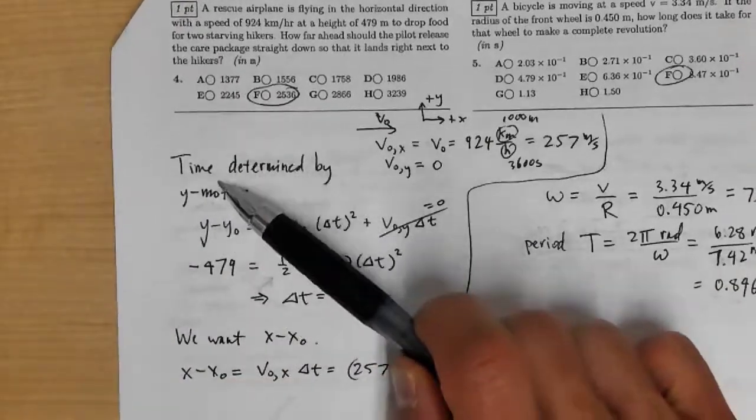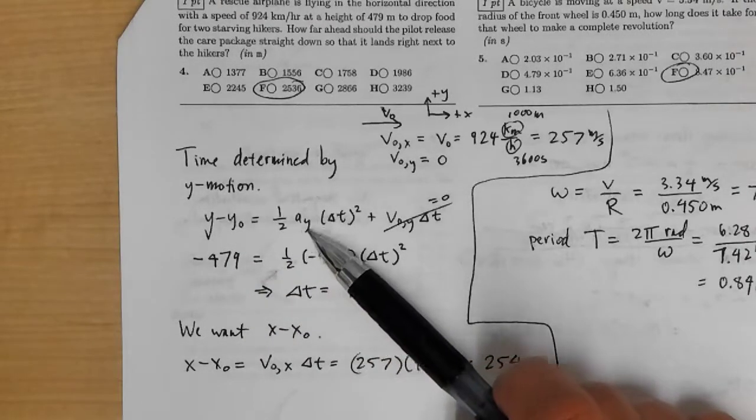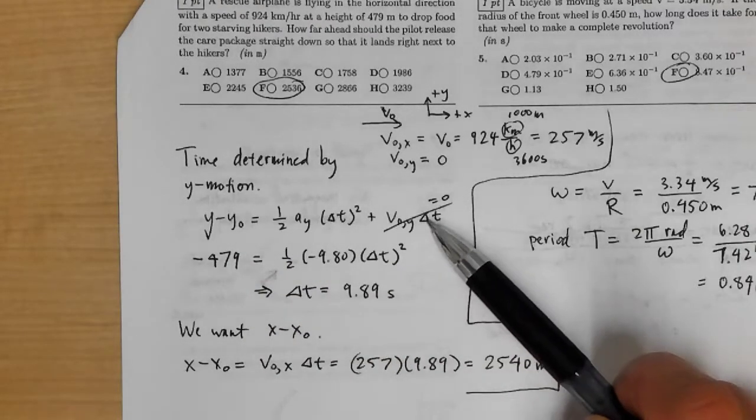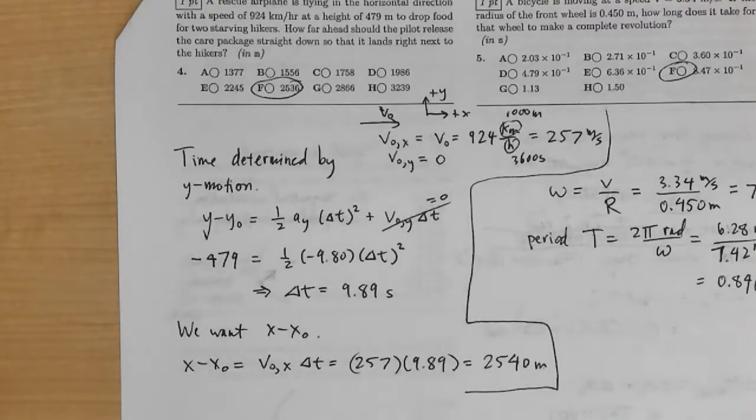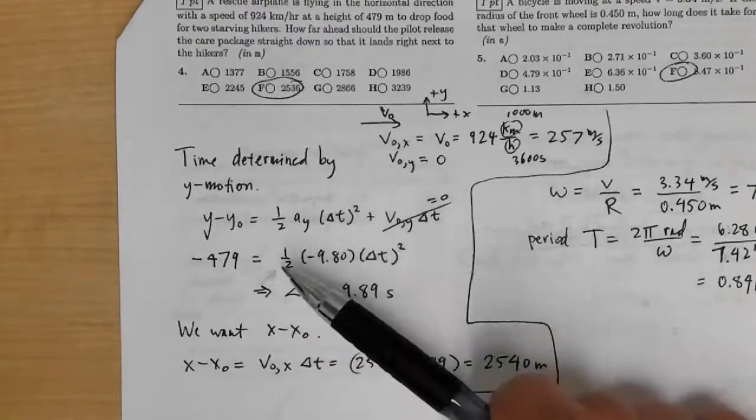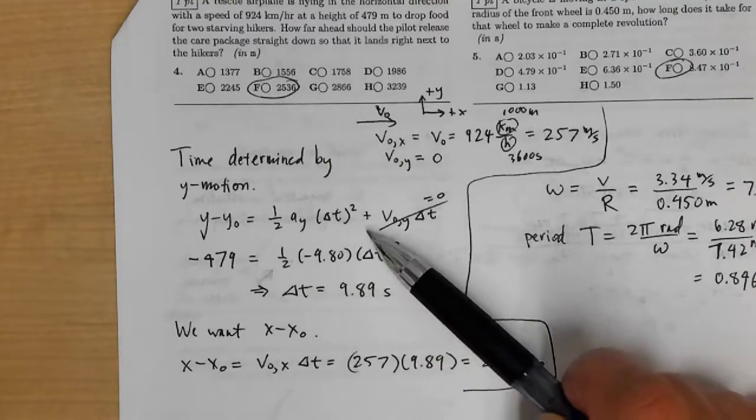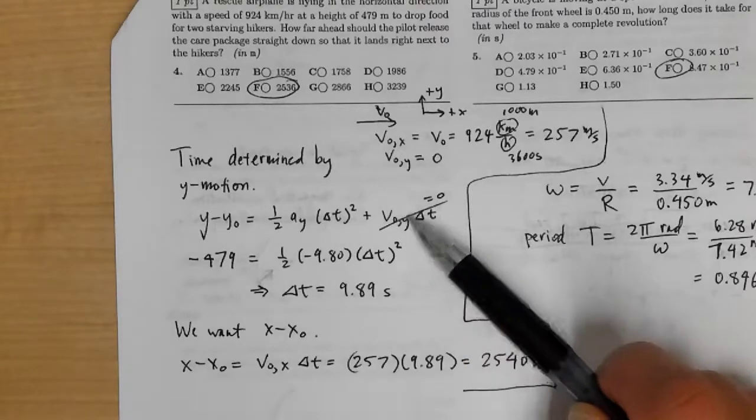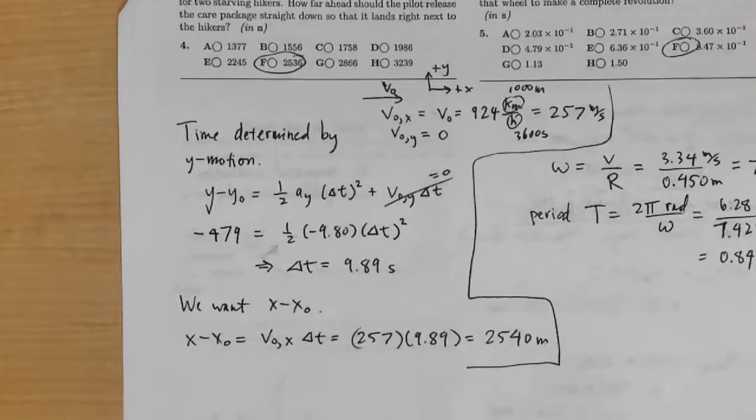So the time is determined by the y motion. y minus y0 is equal to 1/2 ay delta t squared plus v0y delta t, but v0y is 0 because it's horizontal. Now it's going to drop by 479 meters, so y minus y0 is negative 479. We get ay is negative 9.80, and we're solving for delta t squared. This term has vanished. So we get that delta t is 9.89 seconds.